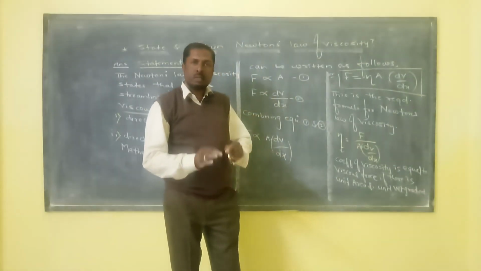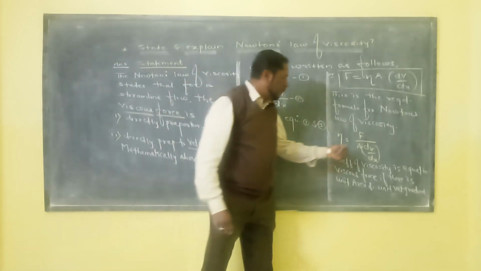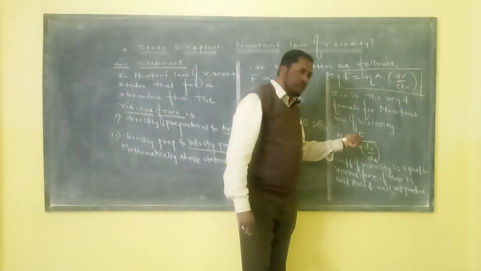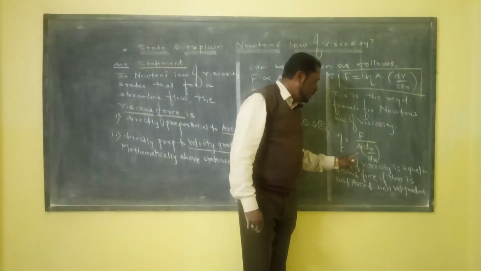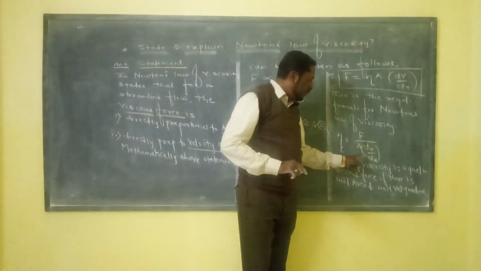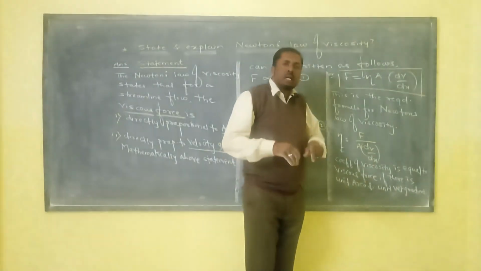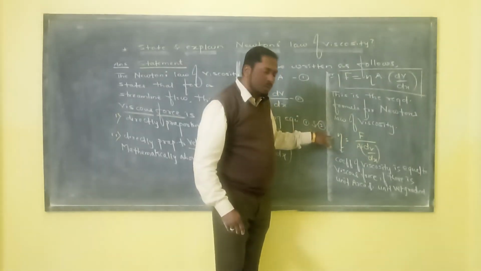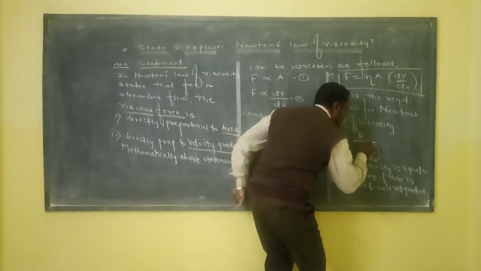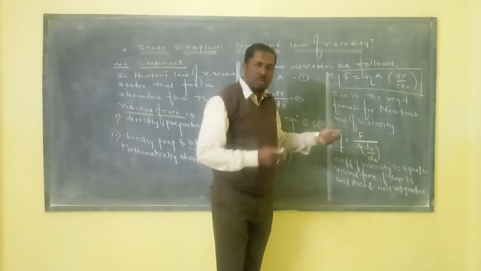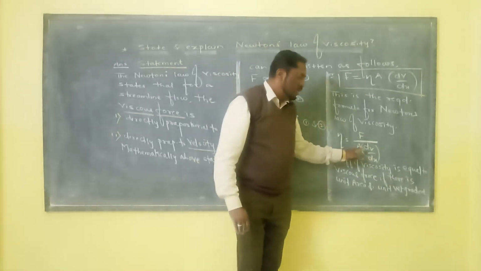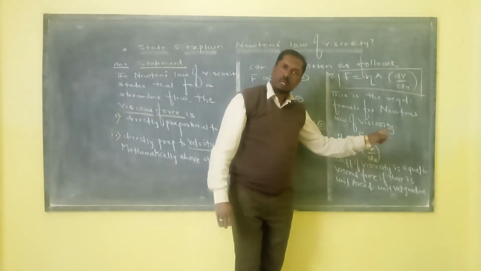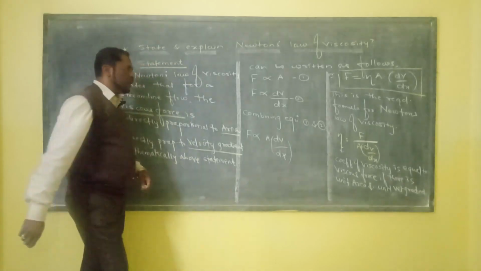What do we understand by coefficient of viscosity? The coefficient of viscosity is equal to viscous force when there is unit area of cross section and unit velocity gradient. In another way, it is the ratio of viscous force per unit area and per unit velocity gradient. Watch it carefully.